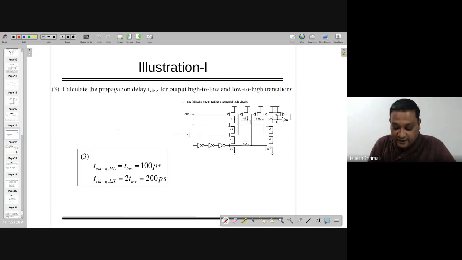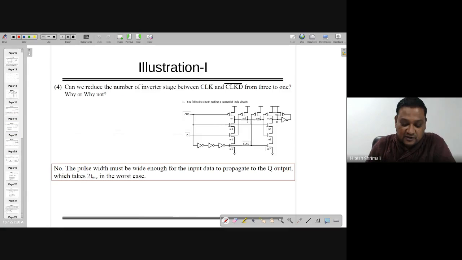Now you need to calculate the different values, like you need to calculate the propagation delay T clock-Q for output high to low and low to high. So we already know that the propagation delay of one inverter is actually 100 picosecond, right? So going from one direction, it's only one stage which is creating the whole hurdle, which is T inverter, right? So it's 100 picosecond. For the other direction, it's two inverters, so it's 200 picosecond because there are two stages, right? So this is also quite easy.